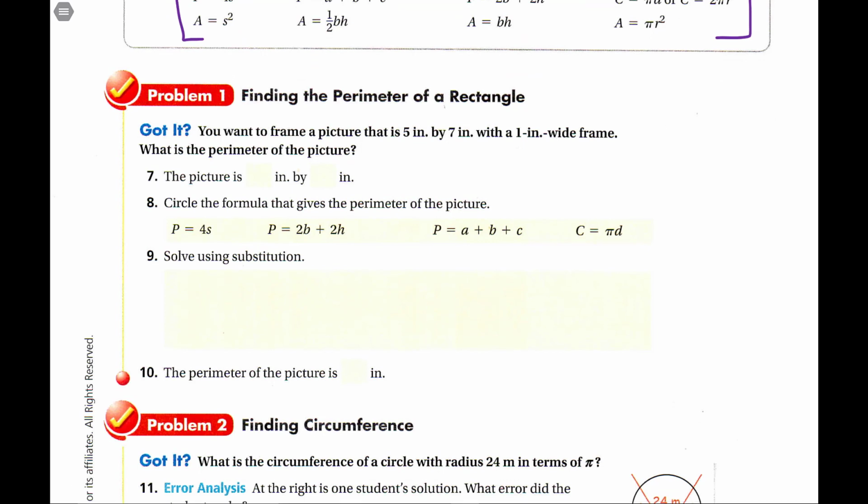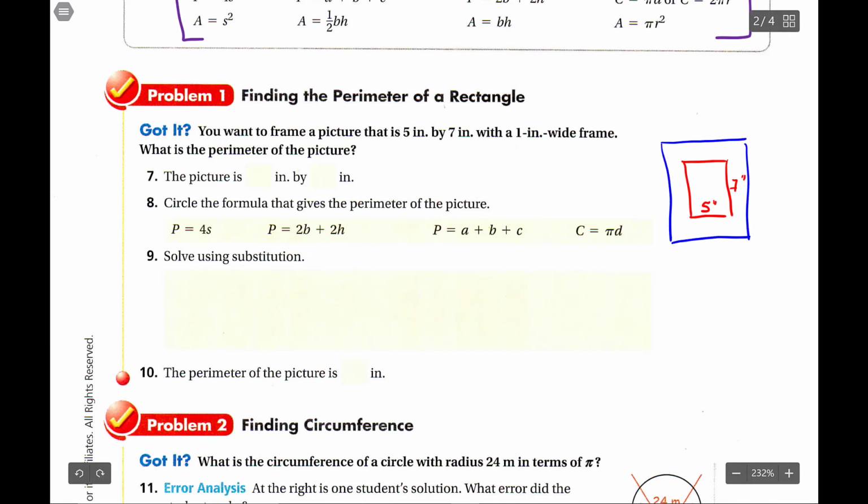All right, finding the perimeter of a rectangle. We want to frame a picture that is 5 inches by 7 inches with a 1 inch wide frame. So let's draw this out and get an idea. Here's our picture. It's 5 inches by 7 inches. And we have a frame that is 1 inch wide that's going to go around it. Okay, so that's 1 inch all the way around.